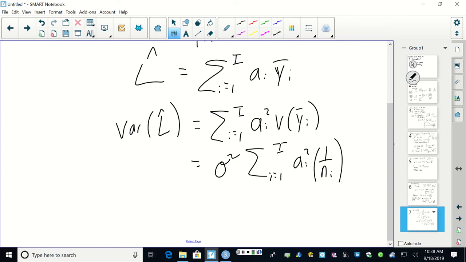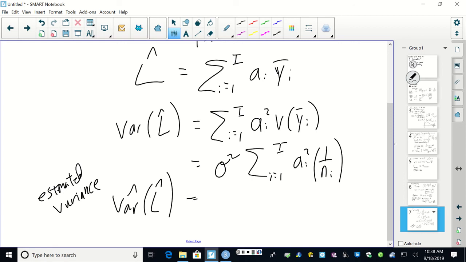And so to estimate the variance, a little hat over that. So the estimated variance is, we're going to put the mean square error in here as our estimate of sigma squared.